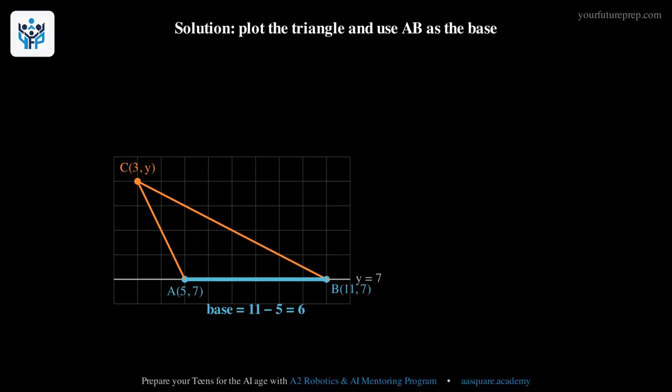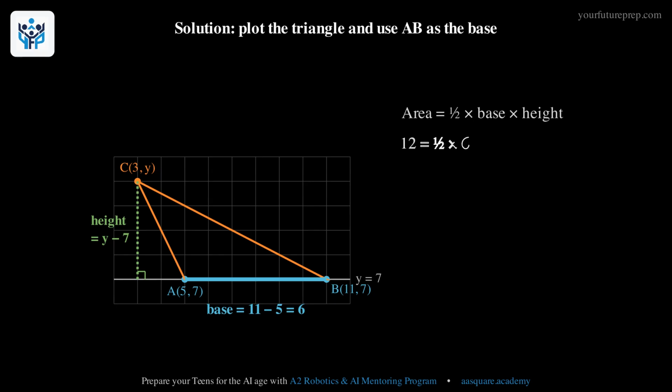Since A is at x equals 5 and B is at x equals 11, the length of the base is 11 minus 5, which is 6. The height is the straight-up distance from C down to the line y equals 7. C is at height y, so that distance is y minus 7.